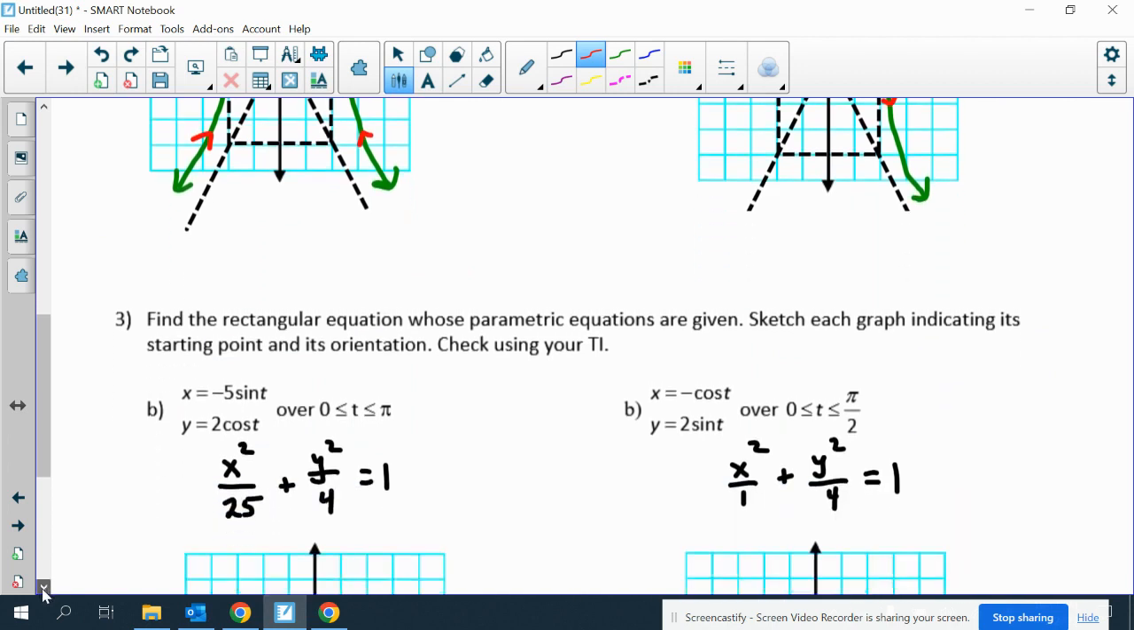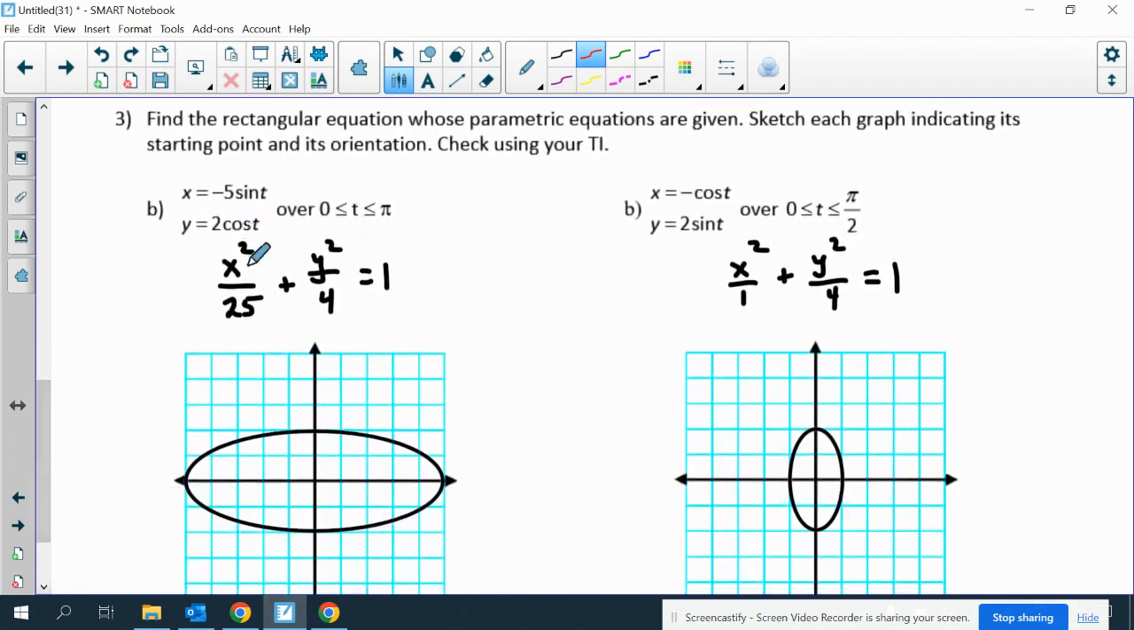Find the rectangular equations and sketch each graph here. So hopefully by now, we have a pretty decent idea of how to solve for sine squared and cosine squared and square everything. But notice that we have some negatives, so we have to make sure that when we substitute things in, we're understanding what's happening.